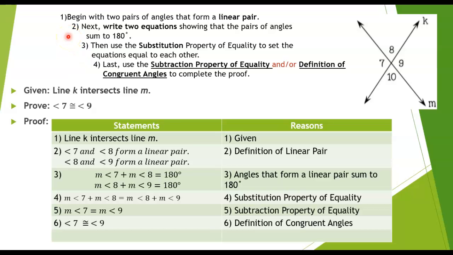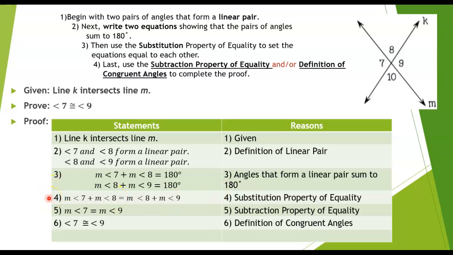For statement 3, I went ahead and did step 2. I wrote 2 equations to show the pairs of angles sum to 180 degrees. I used the measure of angle 7 plus the measure of angle 8 equals 180 degrees, and the measure of angle 8 plus the measure of angle 9 equals 180 degrees. The reason is angles that form a linear pair sum up to 180 degrees.